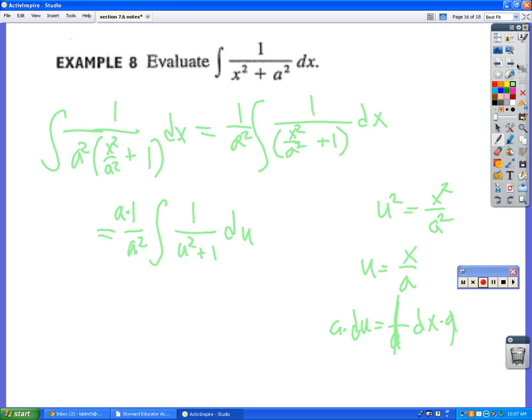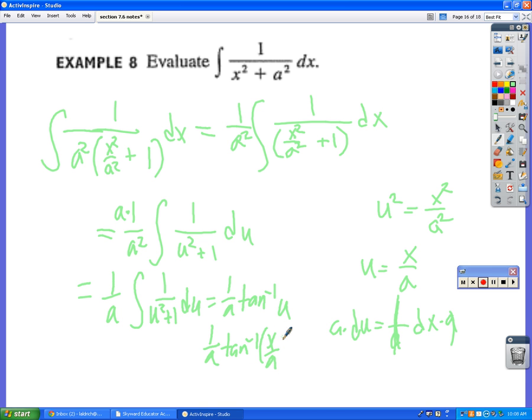Now these are going to cancel. So a over a squared is just 1 over a, and that makes this look like that. Now I'm going to do the tangent switcheroo thing. So this is 1 over a times the inverse tangent of u. This is an indefinite integral, so we have no choice but to substitute the u back in there. So my final answer is 1 over a inverse tangent of x over a, plus c.